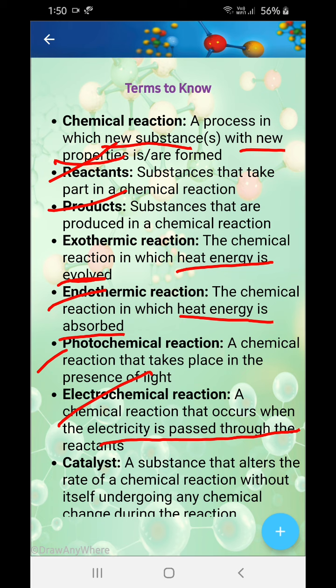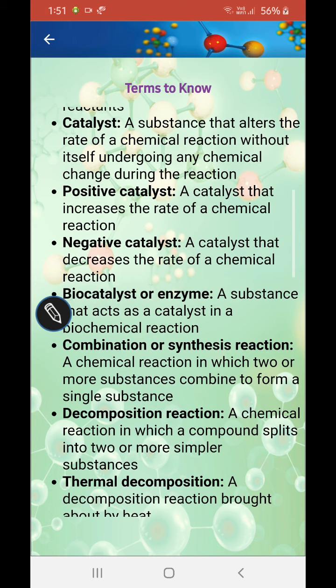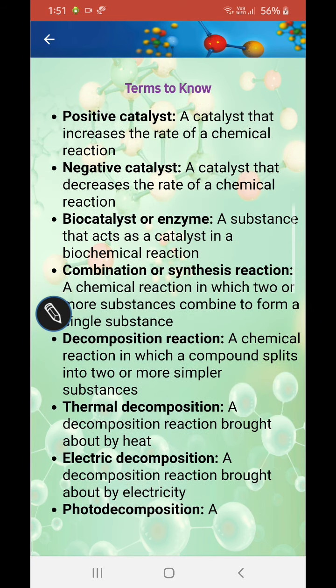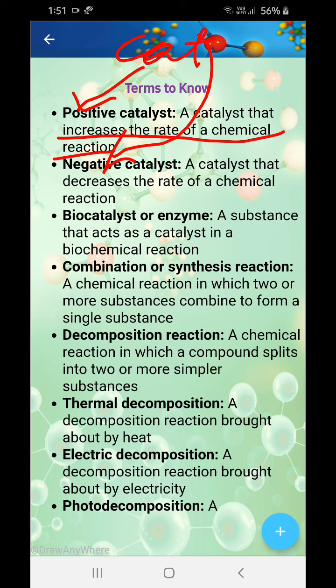Now what is a catalyst? The substance that alters the rate of reaction of the chemical reaction without itself undergoing any chemical change. So the catalyst does not undergo any chemical change, but it changes the rate of chemical reaction. There are two types of catalysts, one is positive, another one is negative. What is a positive catalyst? The catalyst that increases the rate of chemical reaction is a positive catalyst.